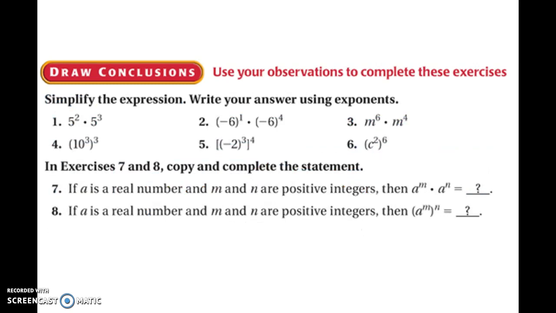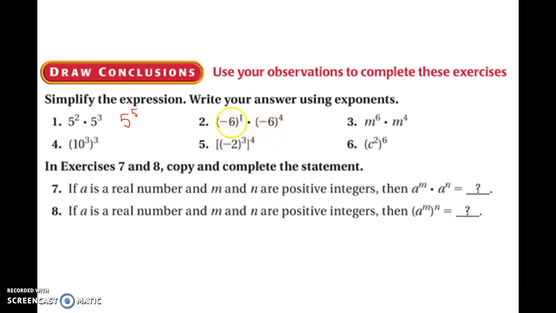The draw conclusions part is at the bottom of page 434, and this puts everything together. So we looked at two different rules where we are finding products of powers and then powers of powers. So this first one, we're multiplying two exponents together that have the same base. So that means that we're going to take a product of a power or add the exponents together. So this is really going to be 5 to the 5th power.